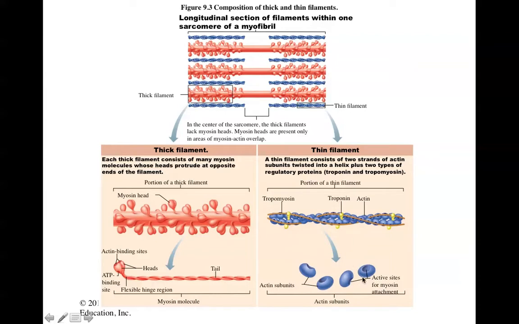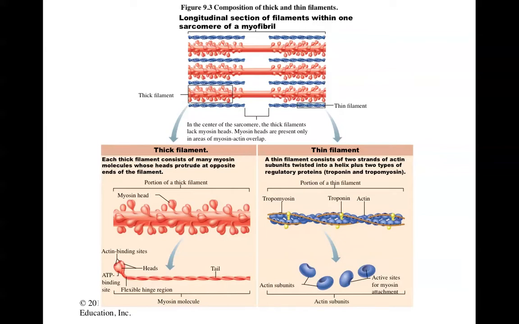So if we take a closer look at thin filaments, it's not just actin, but it's actually three total proteins. Thick filaments are usually depicted in red, and thin filaments are usually depicted in blue. Thin filaments contain actin. Actin has an active site that allows for the binding of the myosin head. And the actin strings together to make an alpha helix, and it twists around itself.